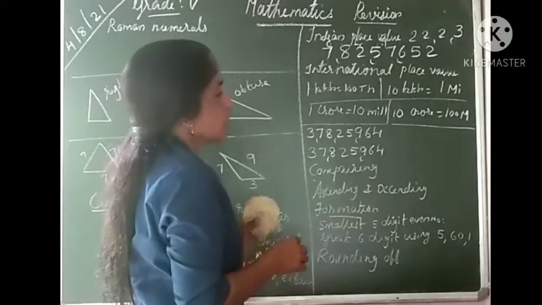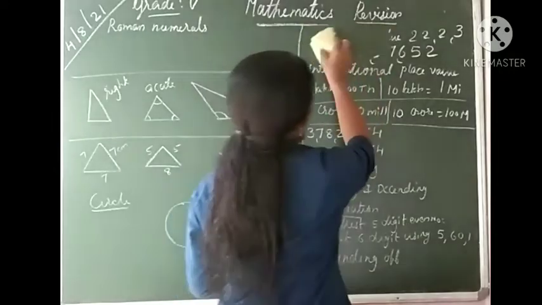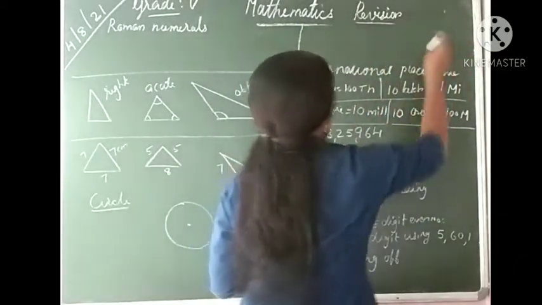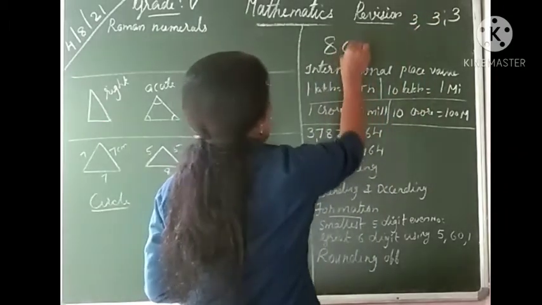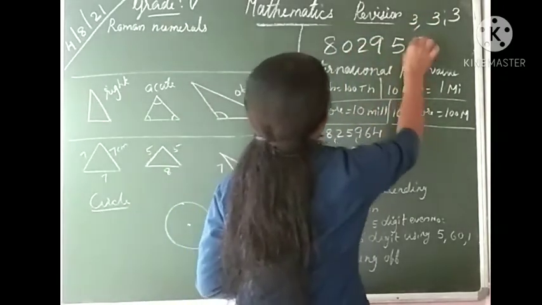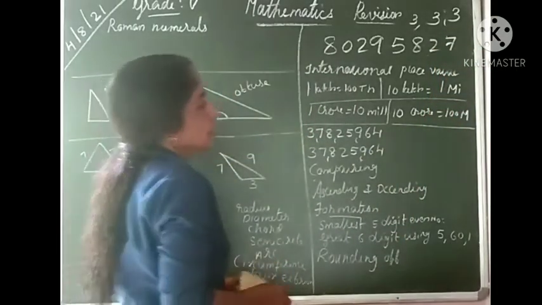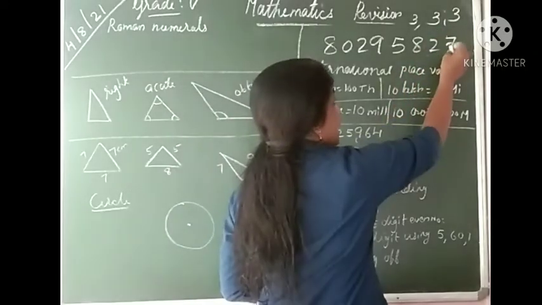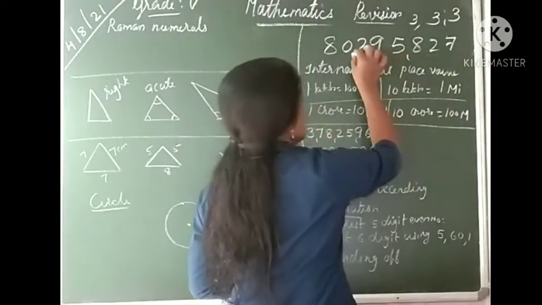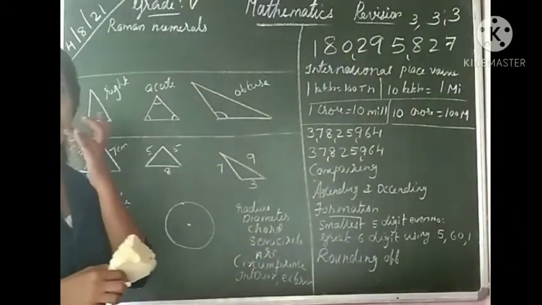Now in international place value chart, what is the difference? In the international place value chart, the groups are 3, 3, 3. Look. This is the number. Then how can you arrange by putting commas? This is international, therefore groups of 3, 3, one more number. How can you read this number?